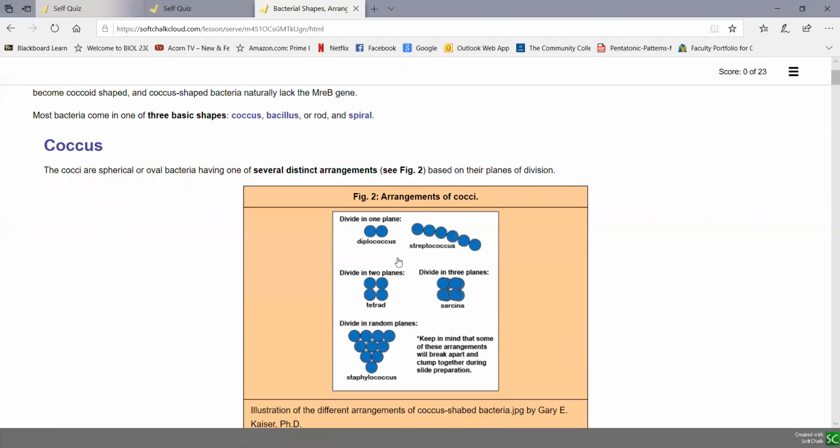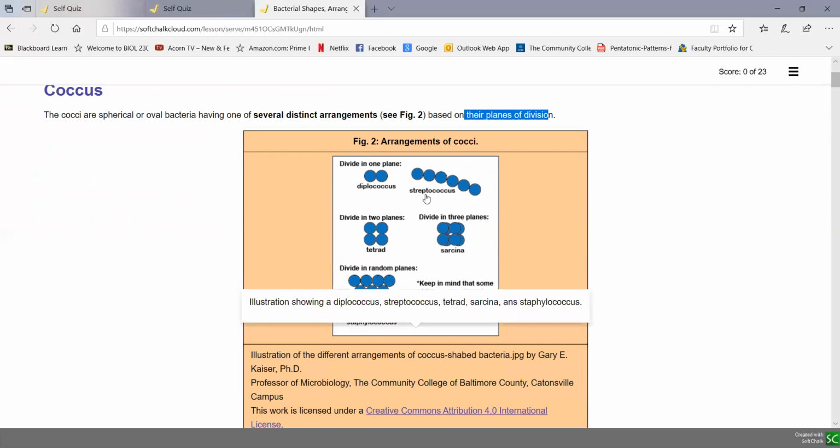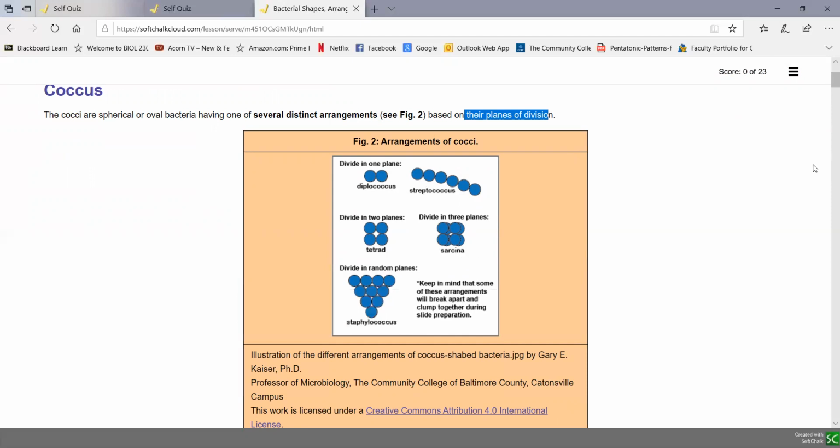And let's start out with the coccus shape. So as we said, cocci are spherical or oval bacteria, but often when they divide, they remain attached in one of several distinct arrangements unique to that organism. And this is based on their planes of division. So these are the different arrangements of cocci that you'll need to know and the terms we use to describe them. We have Diplococcus, Streptococcus, Tetrad, Sarcina, and Staphylococcus.